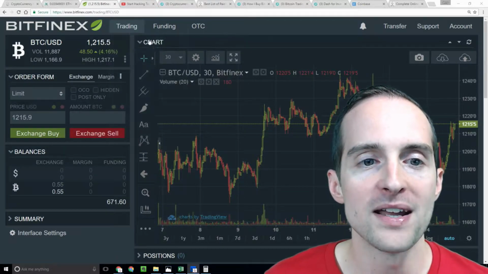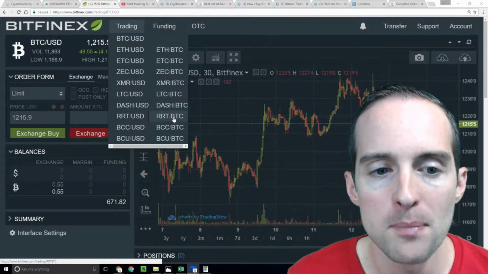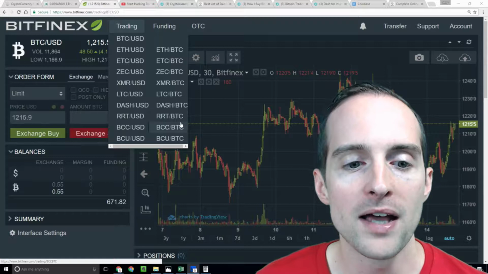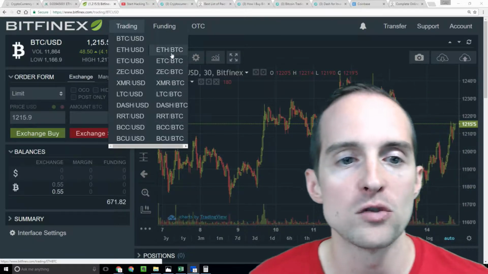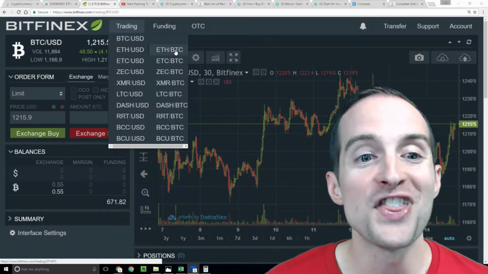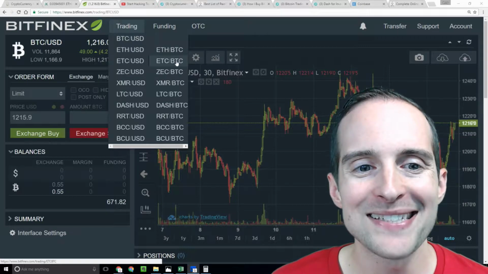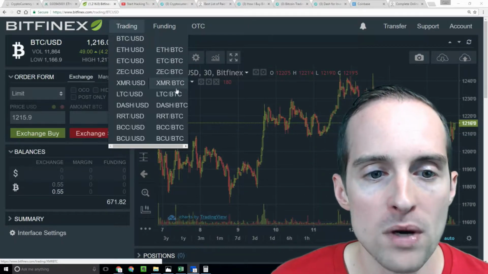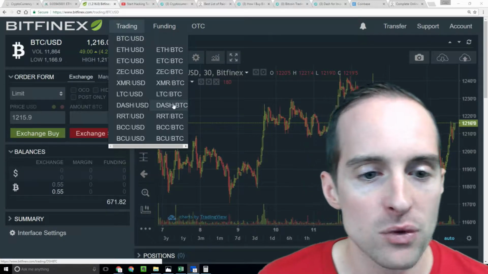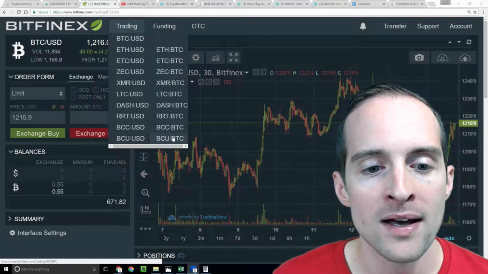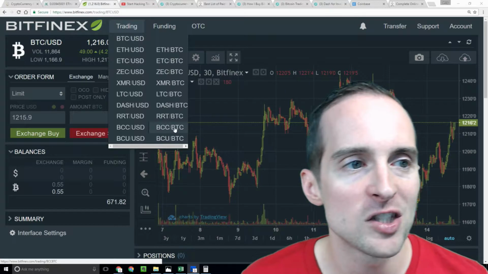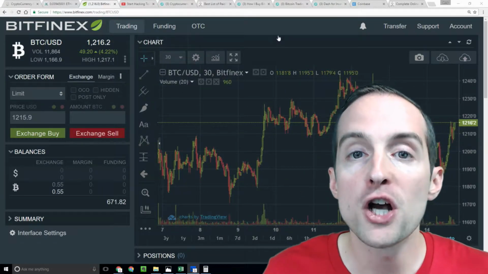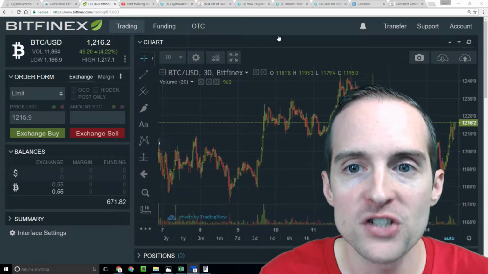on Bitfinex, except I researched these a little bit. I don't want to fool around with RRT to BTC, but I do want to do all the rest of these, which are as follows: Ethereum, Ethereum Classic, Zcash, XMR, which I believe is Ripple, Litecoin, Dash, and Bitcoin Unlimited, and I think this is BitConnect or something like that. What I'm going to do is show how to make an even purchase on these.